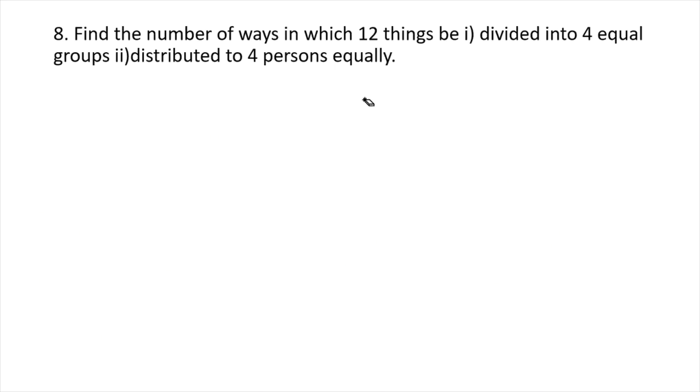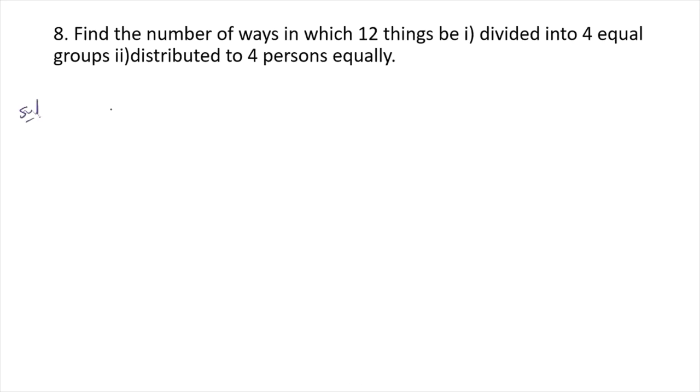Find the number of ways in which 12 things can be divided into 4 equal groups, and distributed among 4 persons equally. So there are 12 distinct things. Now you have to divide these 12 distinct things into 4 groups equally. And the next thing is we have to distribute them among 4 people equally. So we have these results.